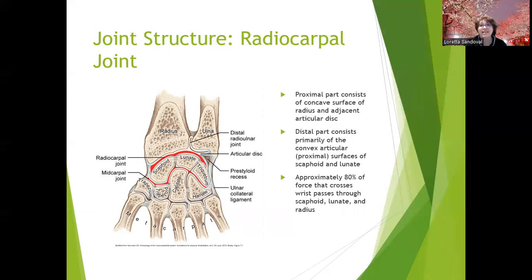So approximately 80% of the forces that cross the wrist pass through the scaphoid, lunate, and radius. The scaphoid is the most commonly fractured carpal bone because of all those forces going through it. The lunate is the most commonly dislocated carpal bone. And that makes sense. They're right in the line of fire, right in the line of force.